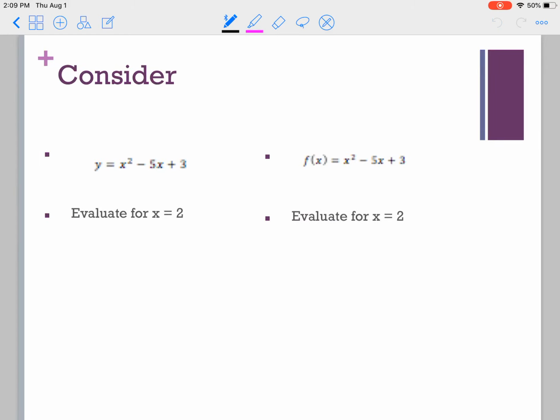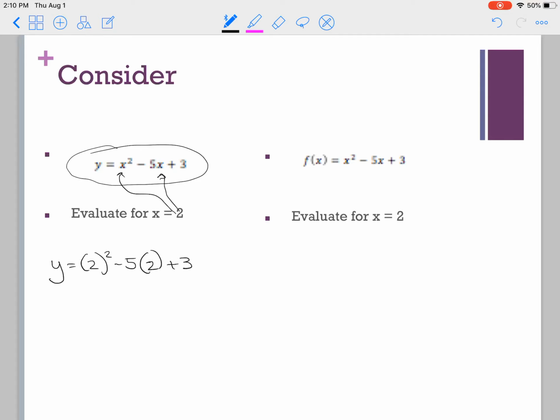So let's look at this where they say consider. On the left-hand side, we're going to take this equation and substitute X equals 2. So wherever we see an X variable, we're going to put in a 2. So when we substitute, we're going to have Y equals (2) squared minus 5 times 2 plus 3. Now notice I put parentheses around that 2 that's being squared, because if that happens to be a negative number, we must, if we're going to type it in our calculator, put parentheses around it in order that the calculator gives us the correct answer.